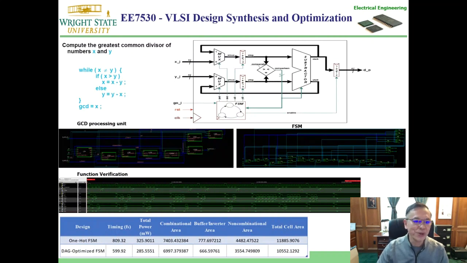Here I want to give you an example. This is the algorithm to compute the greatest common divisor of the two numbers, x and y. When x is not equal to y, we check if x is greater than y, then x is substituted by x minus y, else y is substituted by y minus x. This loop continues until x equals y. Finally, the GCD will be x. So this is the algorithm in a loop.